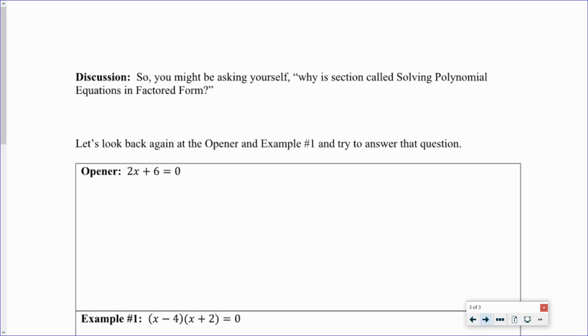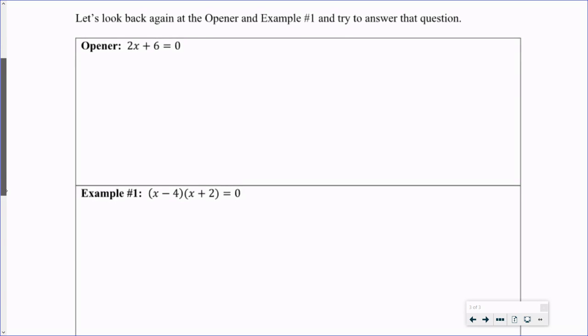So the discussion question that I'm posing here is, you might be asking yourself, why is this section called solving polynomial equations in factored form? So what I want to do is look back again at the opener and also at example 1 and just answer this question.